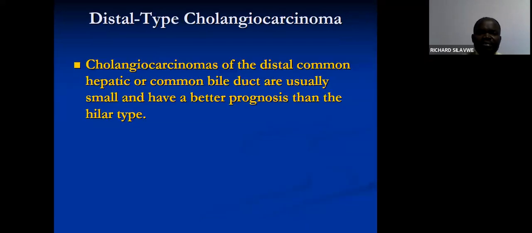Then we have the distal types of cholangiocarcinoma. Cholangiocarcinomas of the distal common hepatic or common bile duct are usually small and have a better prognosis than the hilar ones. So they are speaking about the issue of treatment here: the ones found in the higher area of the liver, which cause the intrahepatic obstruction, are quite difficult to treat compared to the ones found in the extrahepatic duct. So the prognosis is very good for the extrahepatic biliary.